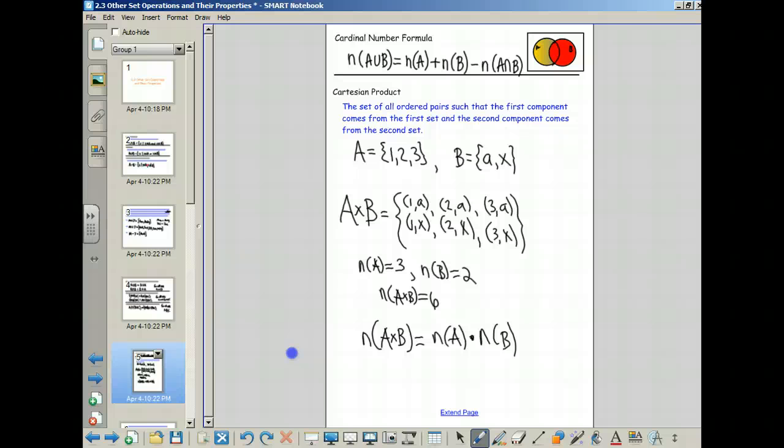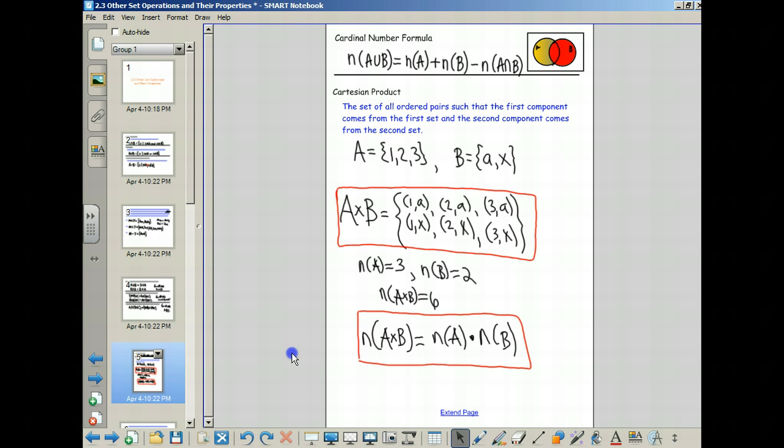That's different, right? A cross B we did and we wrote it all out. This is A cross B. This is the number of items in A cross B. So if I'm finding the number of items in A cross B, I don't actually have to draw these ordered pairs out. But if I'm asked to find A cross B, I do. Are you with me? It's a different question. Am I asked what the set is, or am I asked how many items are in it?